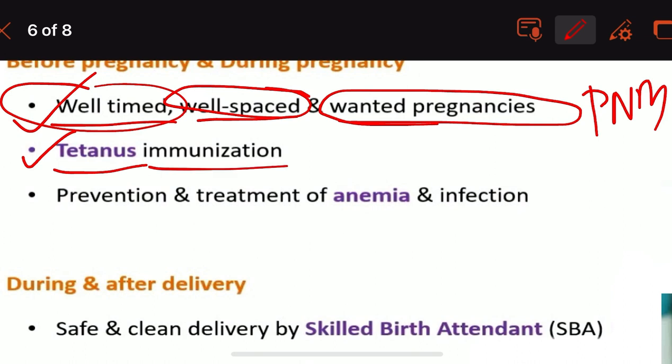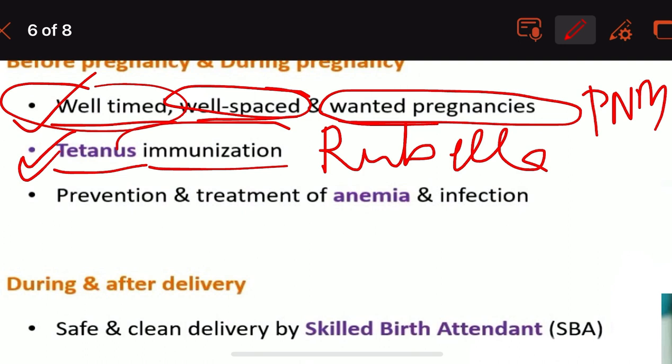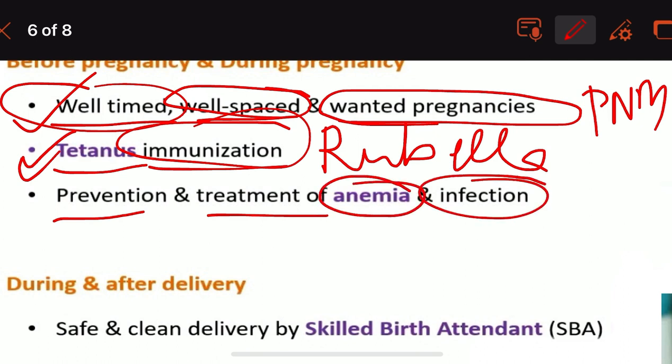Next, we have the tetanus immunization, also the rubella immunization. All of this has to be done. The immunization has to be provided. And next, the prevention and treatment of anemia and infection.